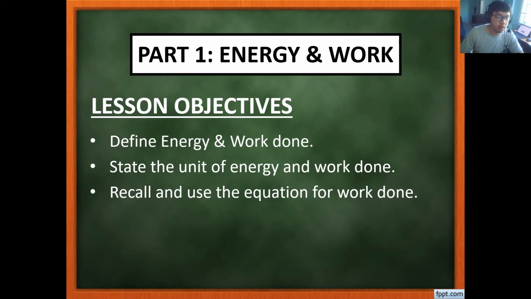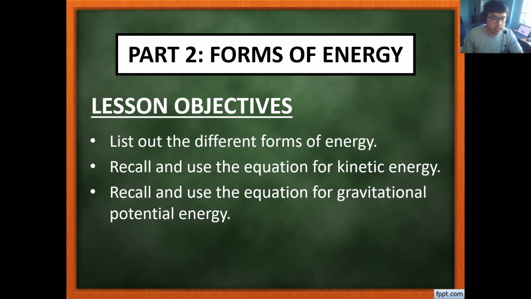So here's a summary of everything that we looked at today. For your lesson objectives and for your exam, you need to be able to define what is energy. Energy is the capacity to do work. You need to be able to define work done, and that means that you need to be able to state the equation for work done, and that is force times distance. Also state the unit of energy and work done, and that is joules. For part 2 of this unit, we're going to be looking at the forms of energy, otherwise known as the types of energy.